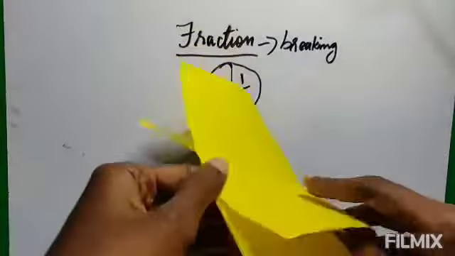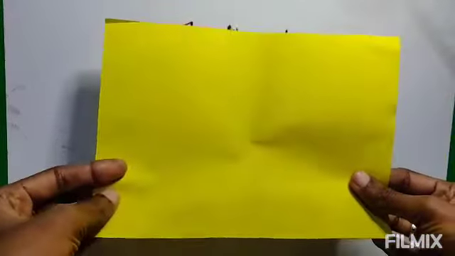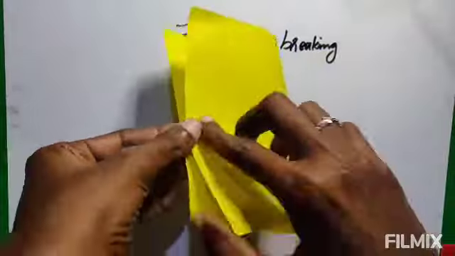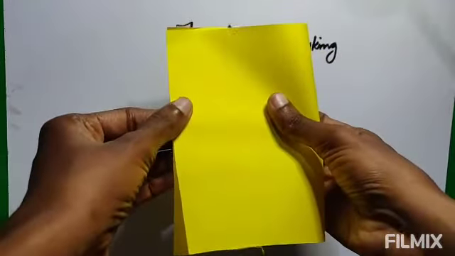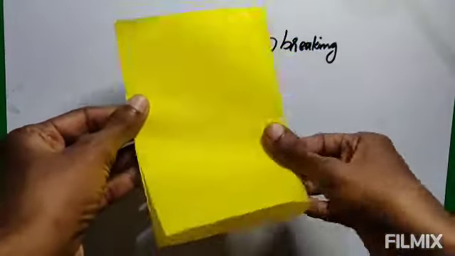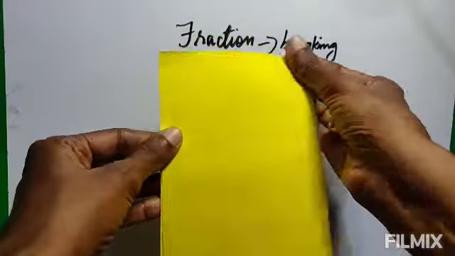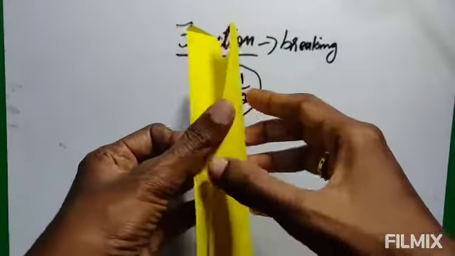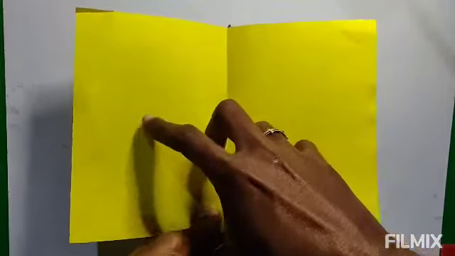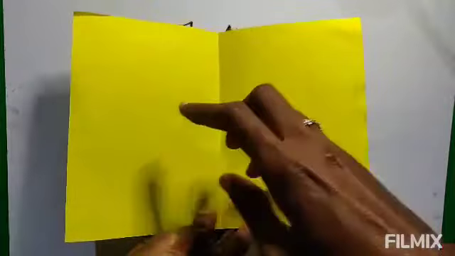Okay, let me explain now using the paper. Now this is the paper, a whole paper. This whole paper I am folding into half. So now I am getting two parts here. This is one part, this is one part. So there are two equal parts. In these two equal parts, this is one of the parts. So the equal parts we will write down. So it is 1 by 2.